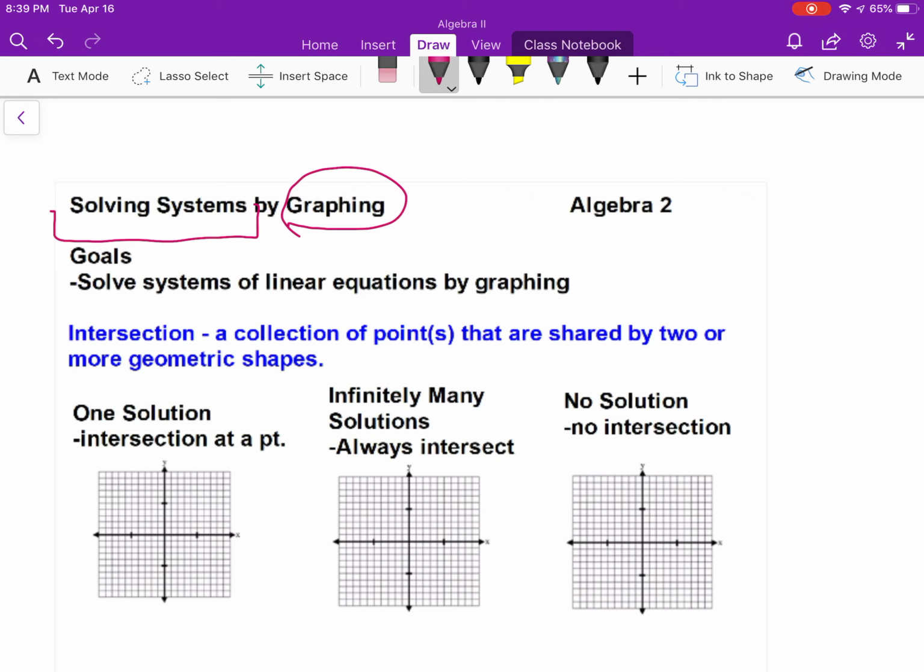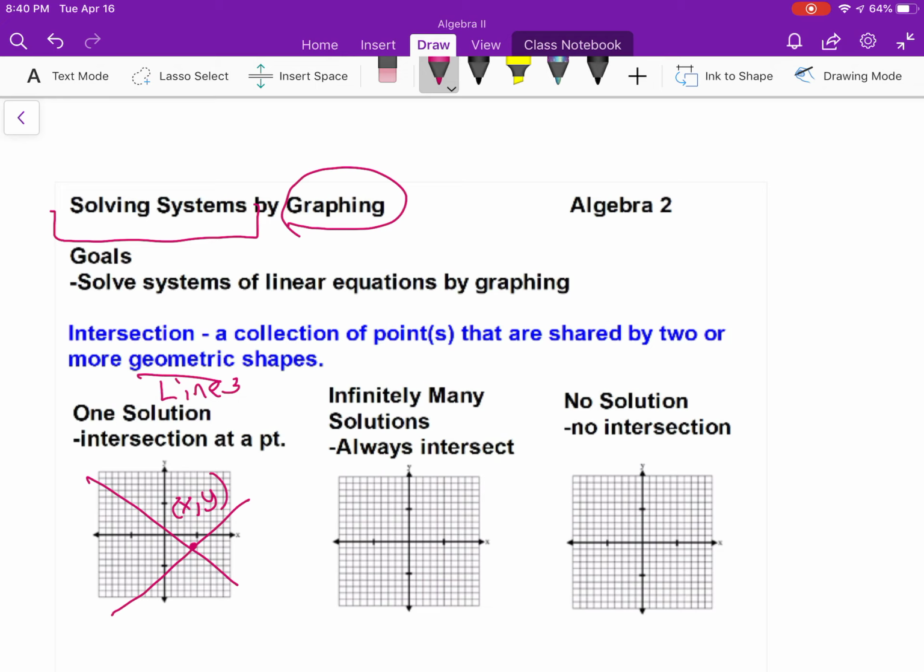The solution to the system is the intersection, which is basically a collection of points that are shared by two or more geometric shapes. And like I said, the geometric shapes we'll be talking about are two lines. So if they intersect at one point, I'm going to graph a line, graph another line, see where they meet, and that x and y together would be the solution to that system.